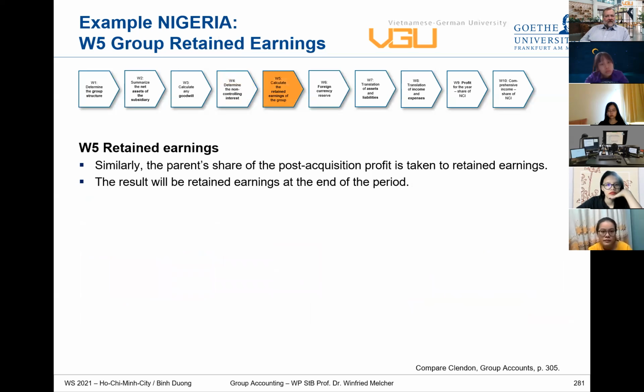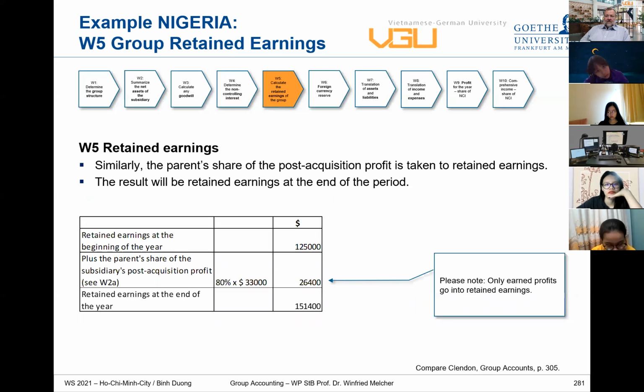Well, then we go to retained earnings. The parent's share of post-acquisition profit is also considered in retained earnings, and that will be shown in OCI. Sorry, this is the retained earnings plus the parent share of the post-acquisition profit. So that part goes to the retained earnings of the year, because that is considered to be earned, because it's real profit. So that goes to retained earnings of the group.